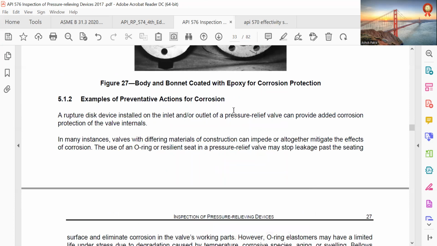The prevention action for corrosion: a rupture disc device installed on the inlet and outlet of the pressure relief device can provide added corrosion protection of the valve internals.